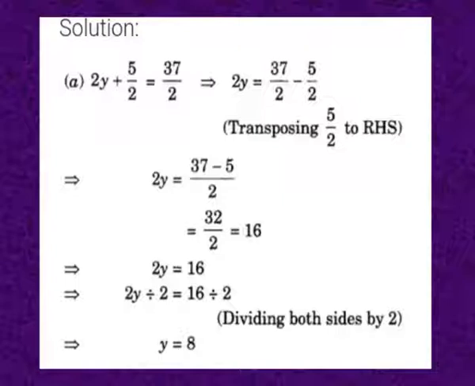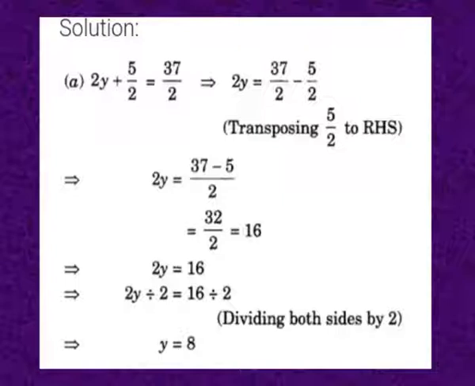In the left hand side, the sign of 5 by 2 is plus. While transposing to the right hand side, the sign will be changed so that it becomes minus 5 by 2. Now, 2y is equal to 37 by 2 minus 5 by 2. Now we are simplifying the RHS. 37 by 2 minus 5 by 2. In this, the denominators are the same so we can directly subtract the numerators. That is 37 minus 5 whole divided by 2, which is equal to 32 by 2, which is equal to 16. Our LHS is the same as it is.